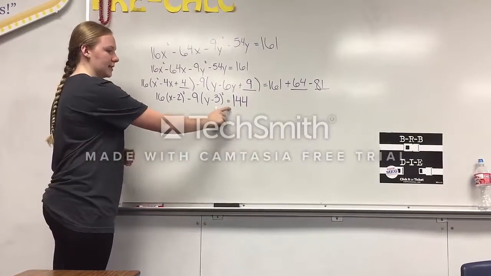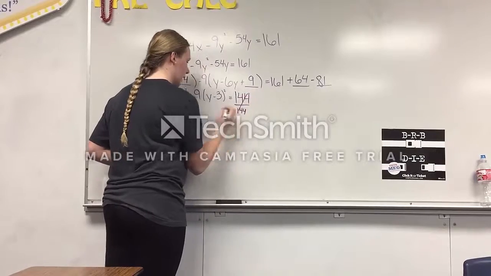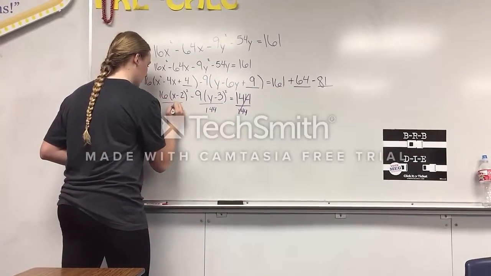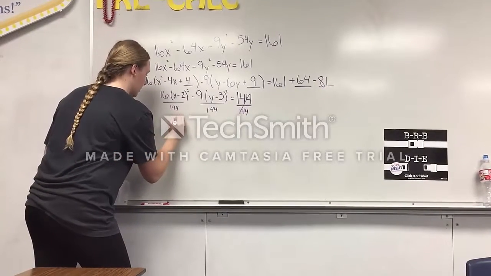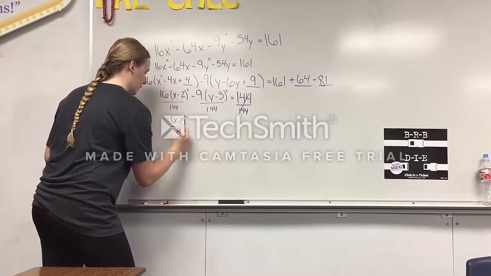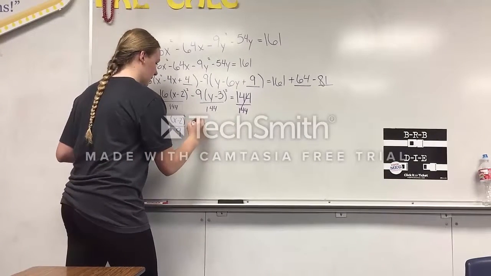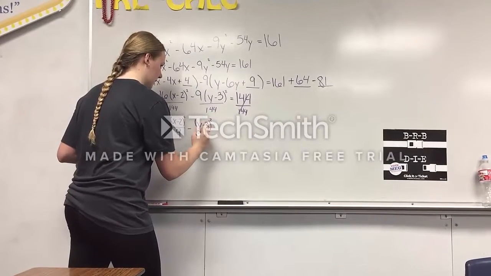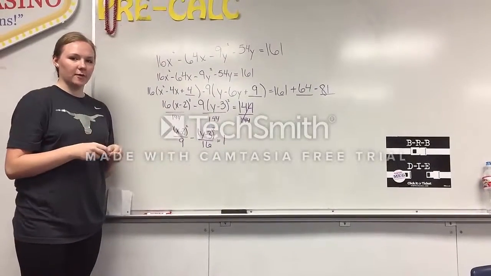So now we need to get this number to become a 1. We're going to divide this by 144, cancel that out, and divide these by 144 as well. So 144 divided by 16 is 9, so this is going to become (x minus 2) squared over 9, minus, and 144 divided by 9 is 16. So it becomes (y minus 3) squared divided by 16 equals 1. And that is the standard form for the hyperbola.